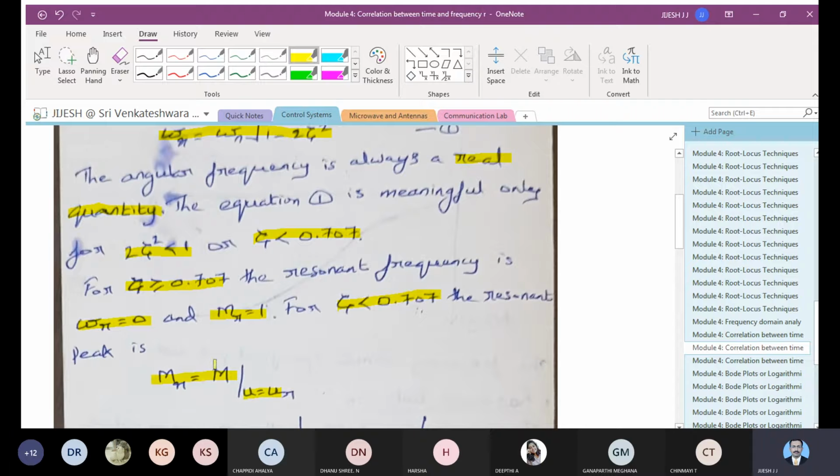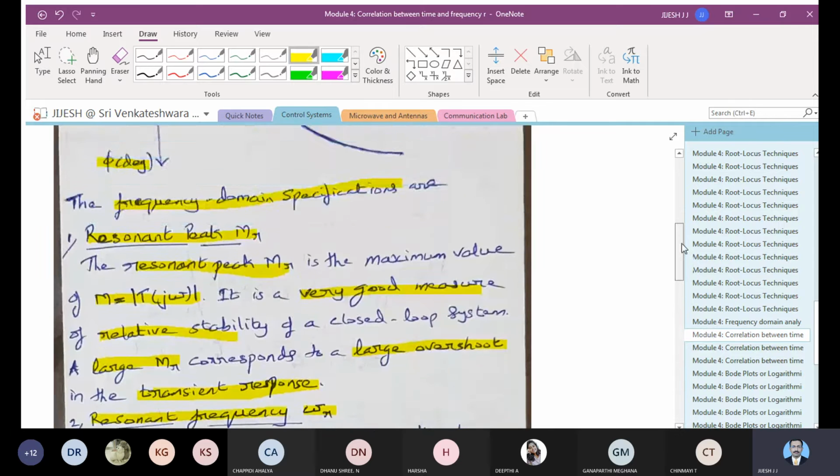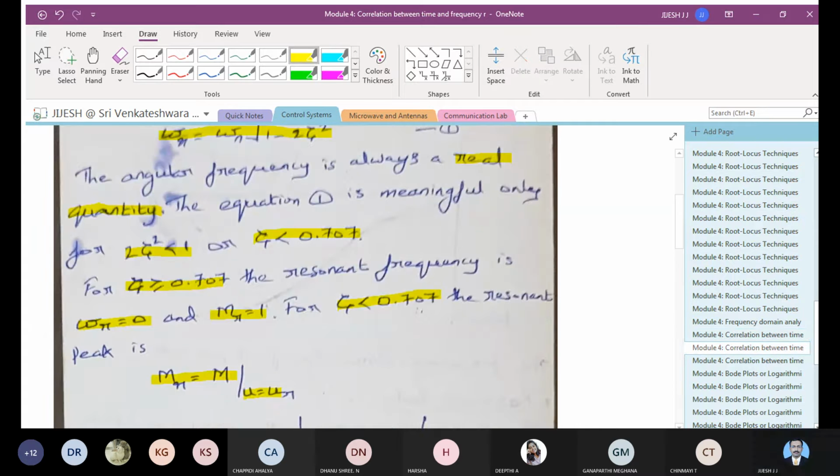The equation for m we have already written. So mr is the maximum point, as we have seen in the previous class. This point is mr, called the resonant peak. So you can say that m is equal to mr when u is equal to ur. We already have the equation for m with us. So mr is equal to m for u is equal to ur. You can make a note of those things.